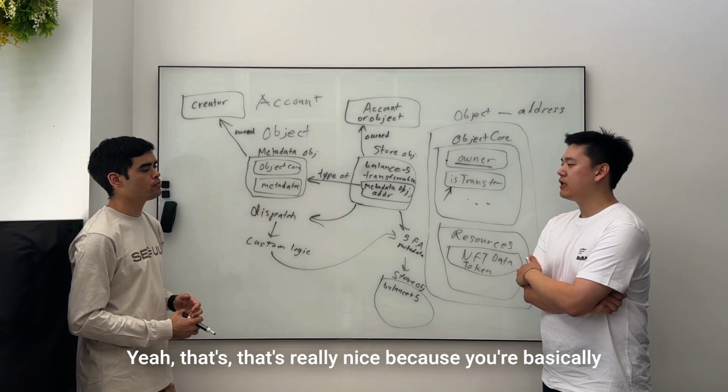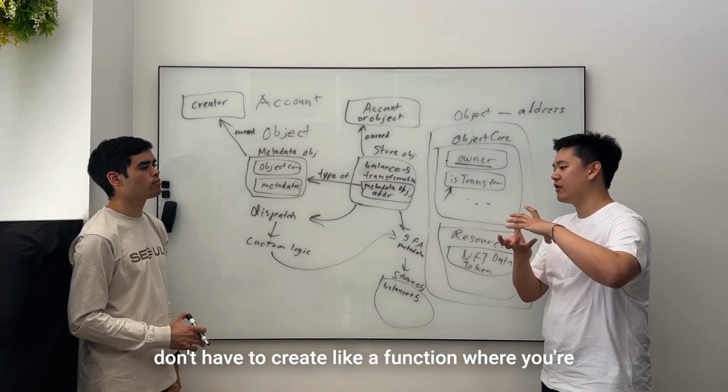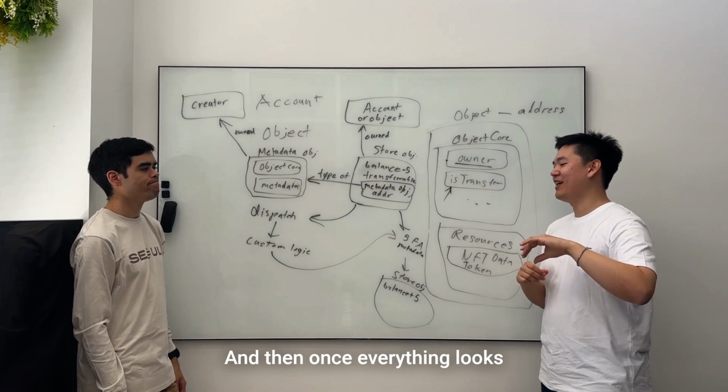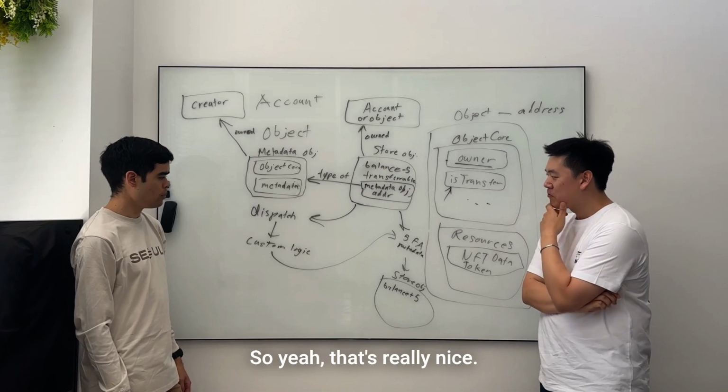Yeah, that's really nice, because you're basically doing that check during the transaction, and you don't have to create a function where you're doing a bunch of asserts outside of the transaction, and then once everything looks good, then you send the transfer. So that's really nice.